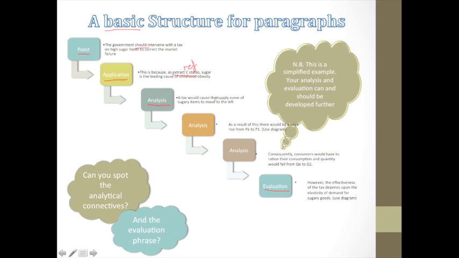So a tax would cause the supply curve of sugary items to move to the left. So I'm beginning to get into detail about what a tax is. And then I start using my analytical connectives to build my chains of analysis or chains of reasoning. So I put in here, as a result, analytical connective, the examiner knows I'm analysing, and I say as a result there will be a price rise from PE to P1. I then need to build in the next chain of my analysis, so I use another analytical connective, consequently. So consequently consumers would have to ration their consumption and quantity would fall.